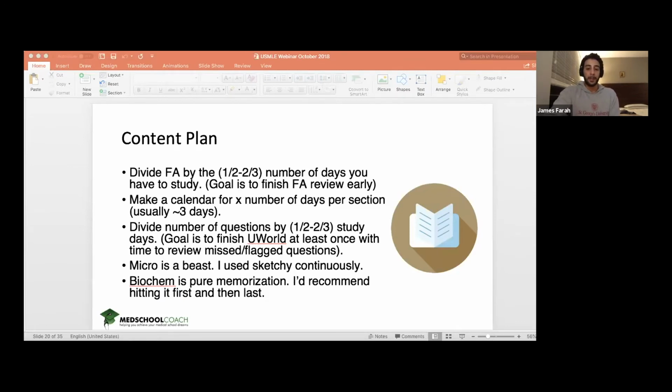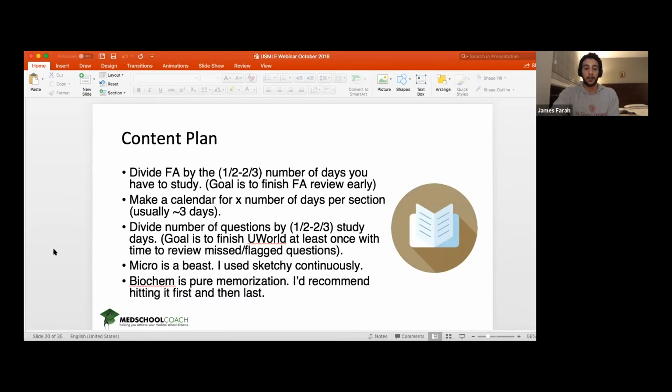Biochemistry is also really high yield, but it's strictly pure memorization. So I'd recommend hitting it first and then last: doing it really early in your dedicated and then really late in your dedicated, just to make sure you have it all down. Another thing I recommend is picking a specific pathway, whether it be glycolysis or the TCA cycle. During my dedicated, every 2 or 3 days, I would draw out one pathway on a whiteboard. There are just little things you can do to help you remember, and really, it's the little things that make that score.